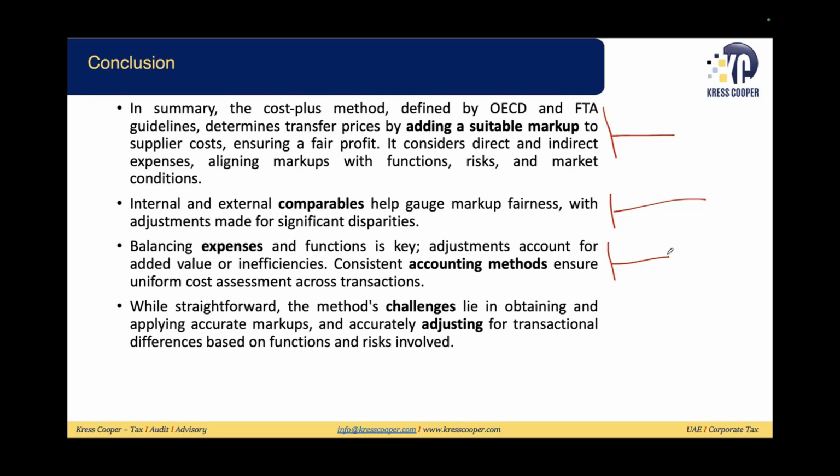It is a straightforward, simple method. The challenge is: how will you ascertain the markup? How will you identify the external comparable if the internal comparables are not available?